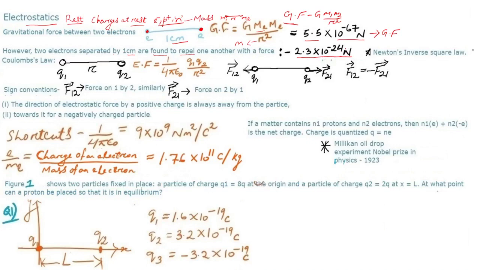Okay, so this force is very much larger than the gravitational force of attraction we calculated between two electrons. So how do we find this force of repulsion between two charged particles? Coulomb was the scientist who gave this law. This is called Coulomb's law.